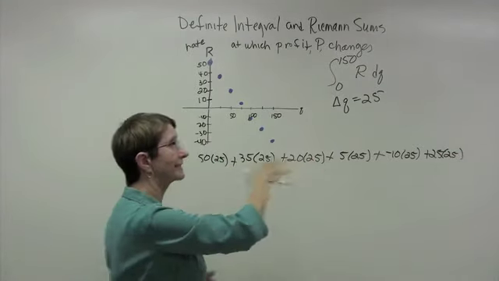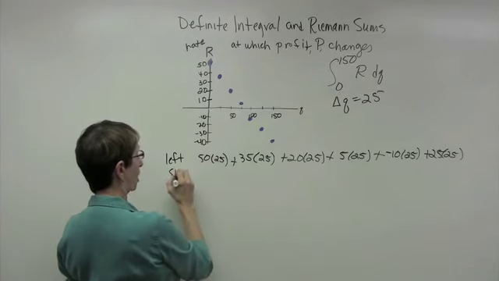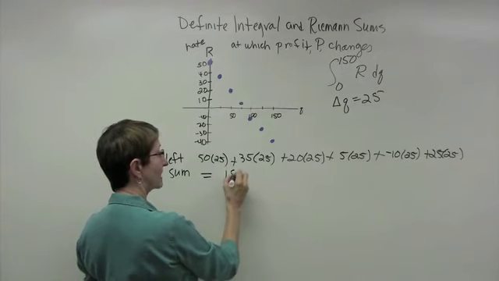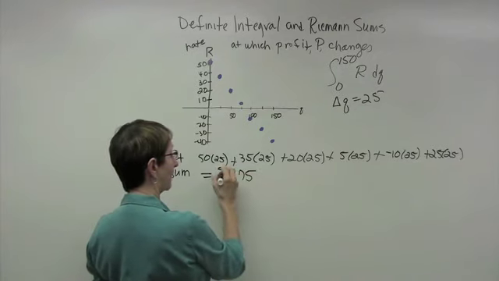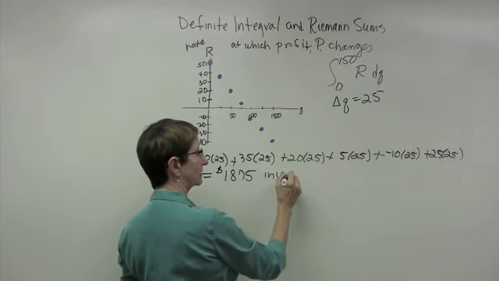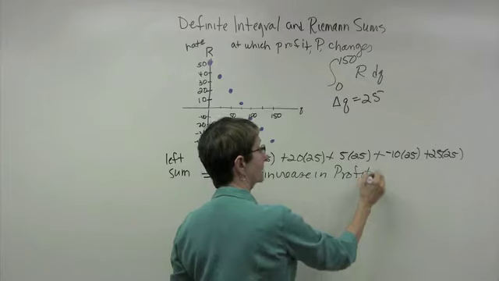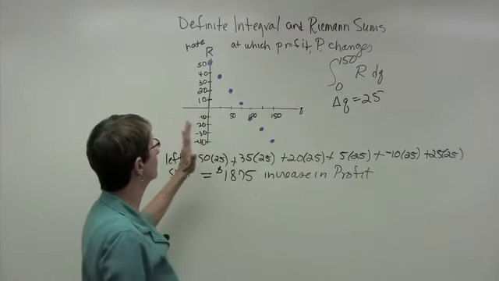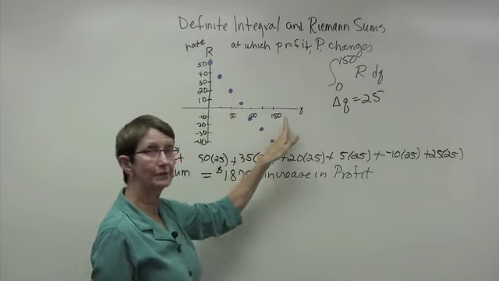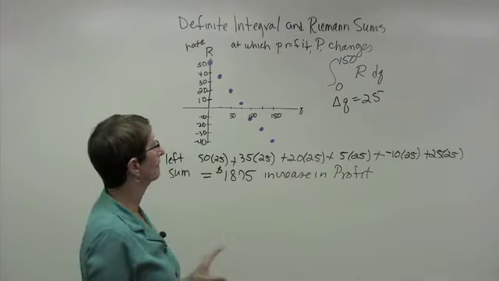So if I add all of these up, my left sum, we'll call it, is equal to 1,875. And that is dollars, and that's the increase in profit. That is the total change in profit over the interval from producing and selling 0 units up to producing and selling 150 units. Total change in profit.